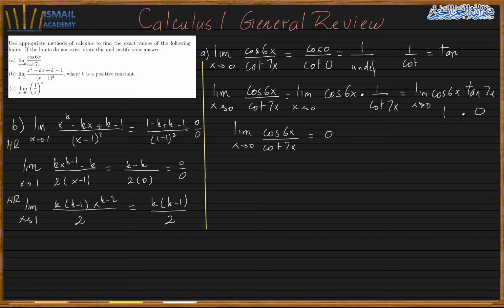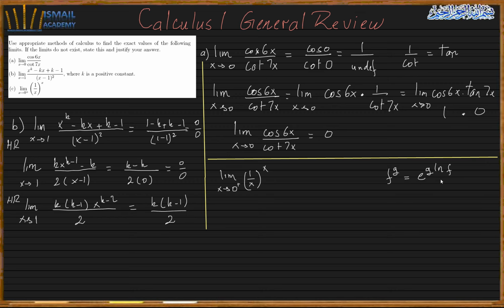Alright, last question here. If I have the limit of 1 over x to the power x when x goes to 0 from the positive side, please try to use this transformation. If I have f to the power of another function g, it is e to the exponent g times ln of f, where f is the base.